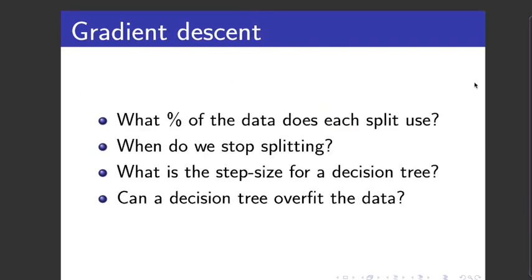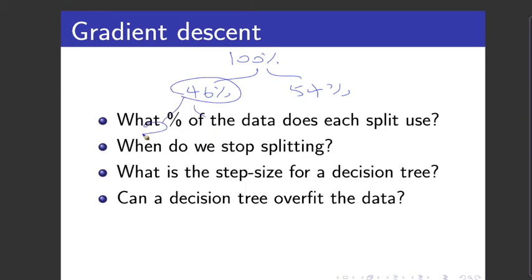Just some thoughts now. What percentage of the data does each split use? We start at the top, we have 100% of the data. When we made the split, I think for the aviation data, it was 54% of the data went down one way, 46% of the data went down the other way. So when we were doing the split over here, we were doing the split based on 46% of the data.